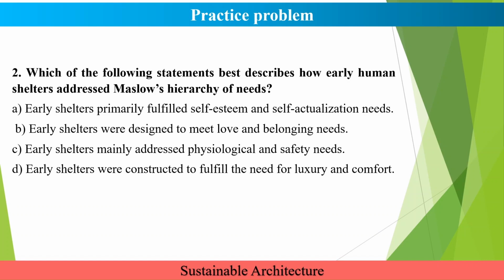So you have to answer which of the following statements best describes how early human shelters addressed Maslow's hierarchy of needs. This same question can be asked in your final examination also. So if you know the concepts and Maslow's hierarchy very well, then you would be able to answer the second question. So everyone is fine with option C for this question. Yes, sir. Early shelters mainly addressed physiological and safety needs.